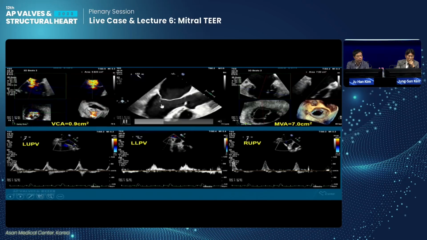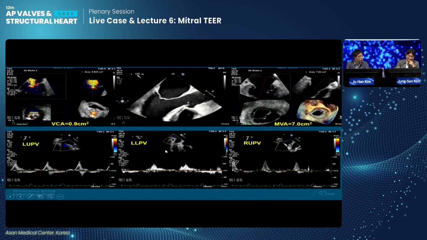In the mid esophageal long axis view, the posterior leaflet length is 15 millimeters, indicating we can use the long clip in this patient. The mitral valve area measured with 3D was 7.7 square centimeters. In the left upper pulmonary vein and right upper pulmonary vein, you can see no systolic flow and some reversal of the pulmonary vein flow.